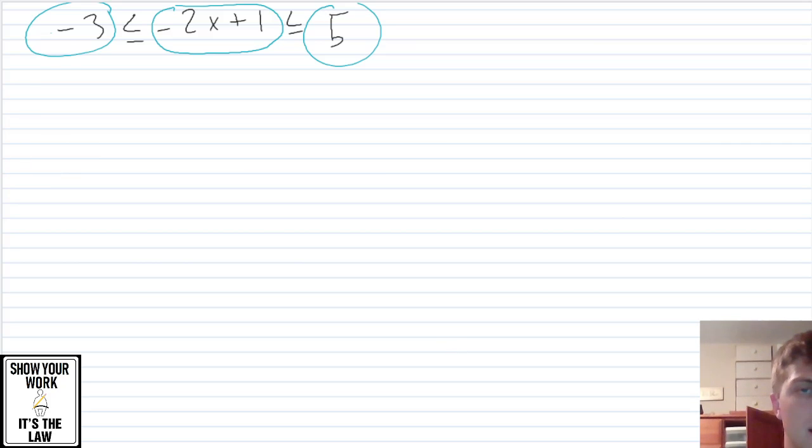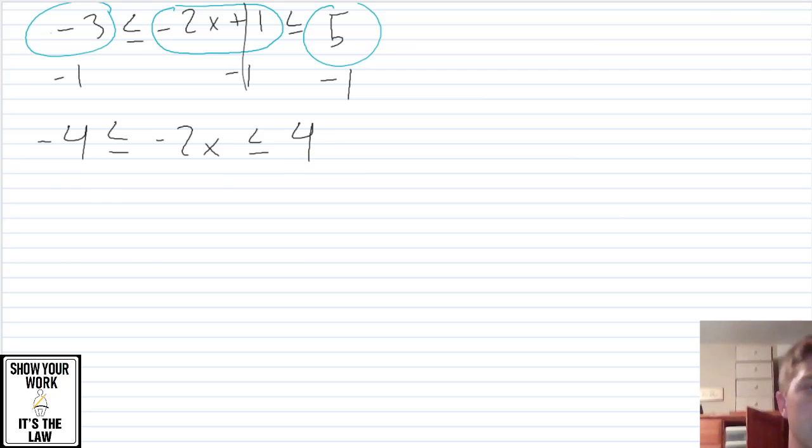So all we want to do is get the x by itself. We do what we normally do. We subtract the 1 first, and what we do to one side, we do to all sides. That's the only difference here. We have 3 parts, but our rules are still the same. -3 minus 1 is -4. These things cancel. We have -2x. And then 5 minus 1 is 4. And then to get x by itself, we divide by -2, divide by -2, divide by -2.